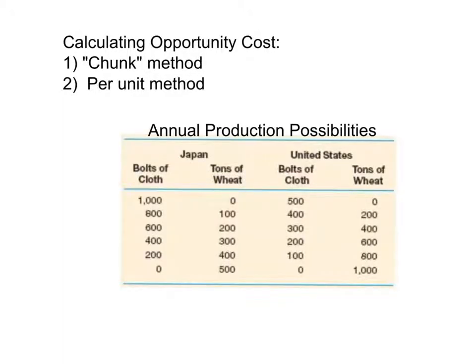I'll be using the data from one of your homework problems, and this is the annual production possibilities of two countries, Japan and the United States, each producing various combinations of two different goods, cloth and wheat. Now we can see that as Japan gives up cloth, it gets additional wheat. And as the United States gets additional cloth, and now we're going in the opposite direction from the bottom of the chart to the top, the United States must give up some of its wheat.